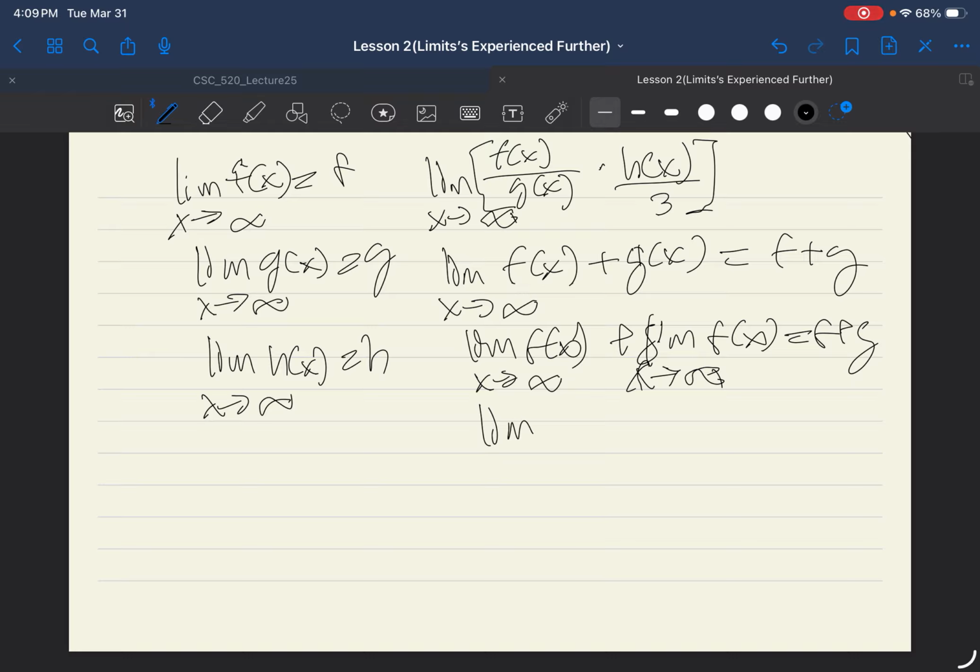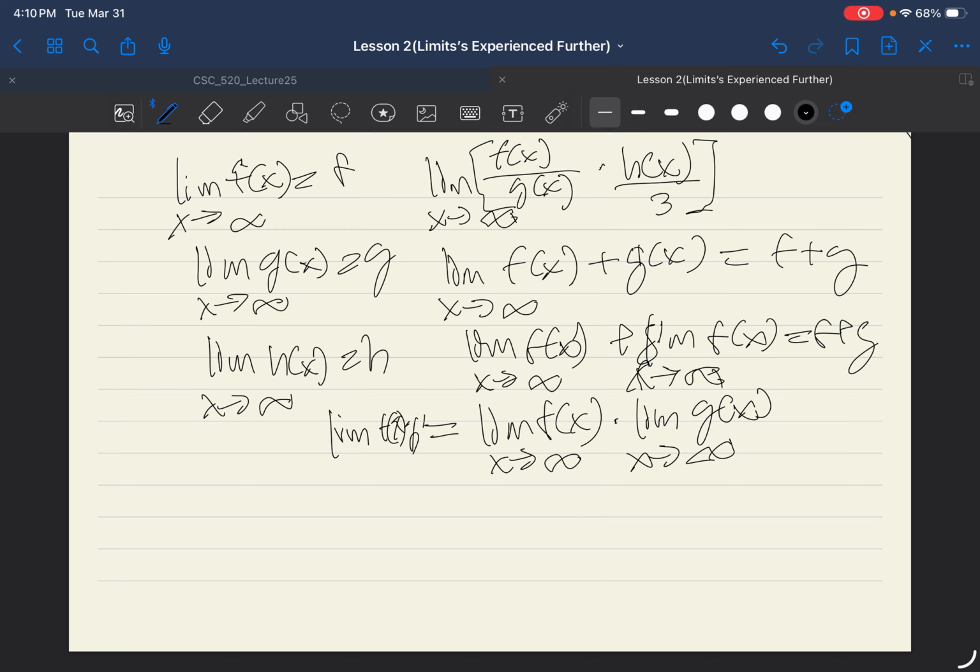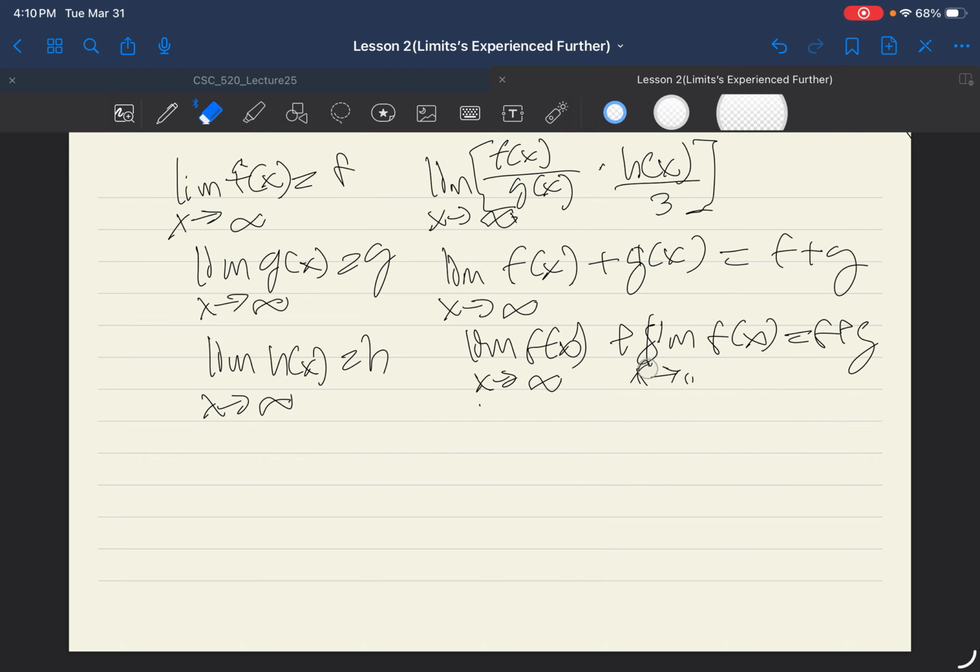We can also multiply this. So the limit of f of x times g of x is also going to be equal to the limit of f of x times the limit of g of x, naturally. Let me just write this a little cleaner for you guys. Let me show you what I mean. So this is going to be f times g.